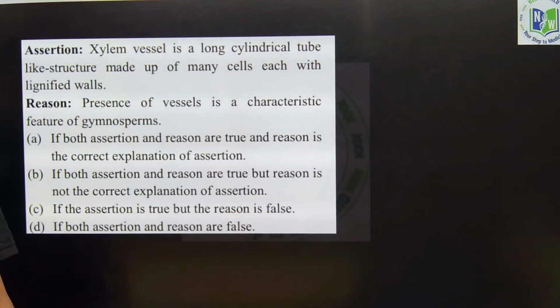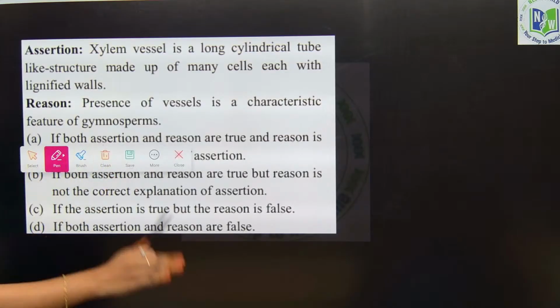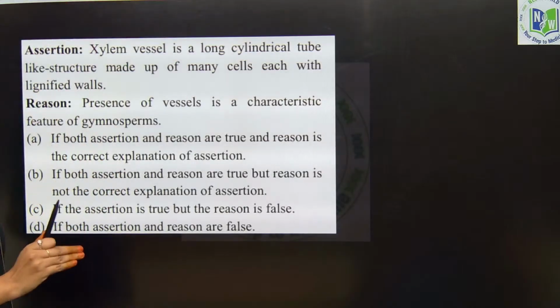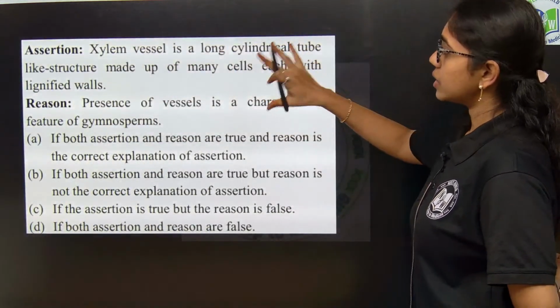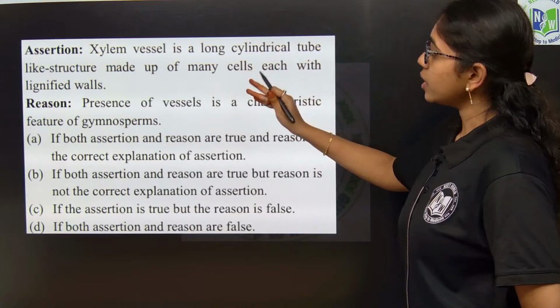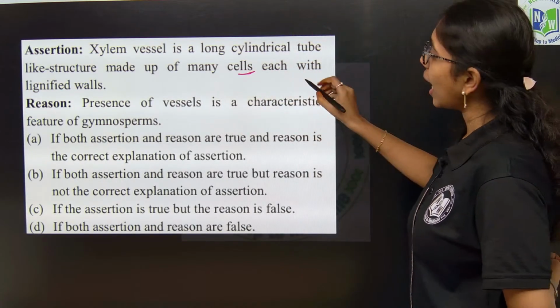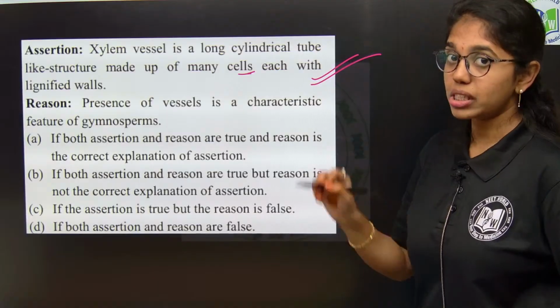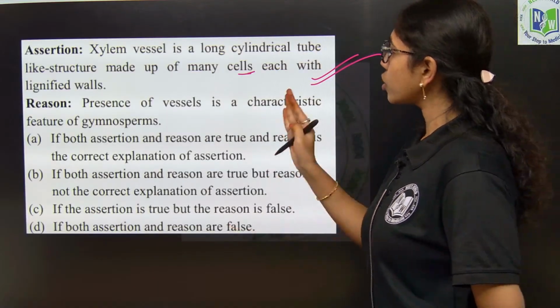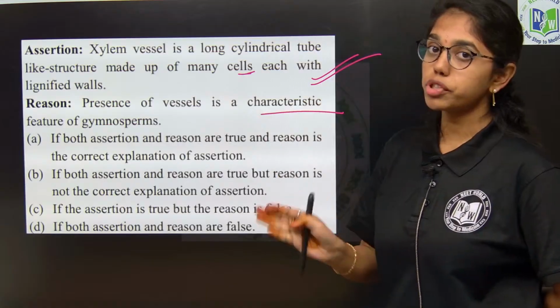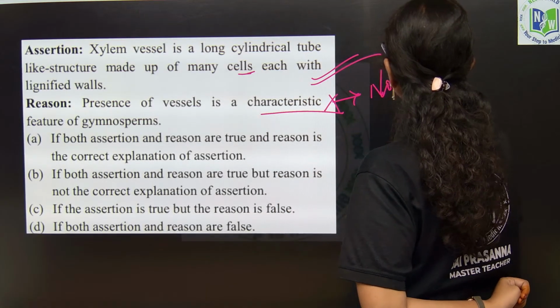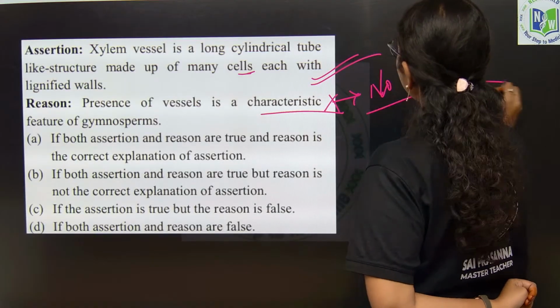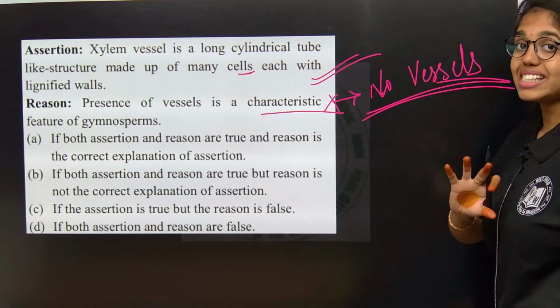Assertion and reason. Xylem vessel is a long cylindrical tube like structure made up of many cells, each with lignified walls. Yes, xylem vessel is long and cylindrical. It is made up of many cells. Each cell has thick lignified cell walls. Next, the reason: presence of vessels is a characteristic feature of gymnosperms. Wrong. In gymnosperms there are no vessels. In gymnosperms vessels are absent.